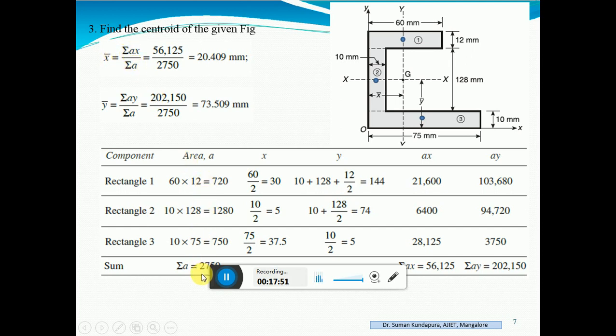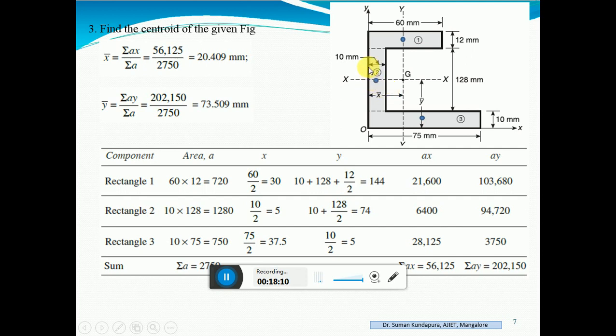Add up all the areas, you will get 2,750. Divide by the area here, 56,125 divided by 2,750. Likewise, 202,150 divided by 2,750, you will get this. So you found out x bar and y bar.